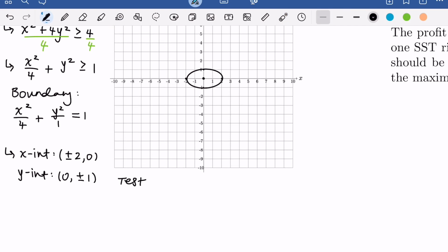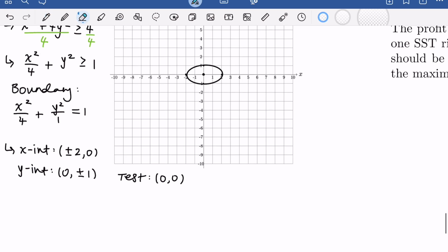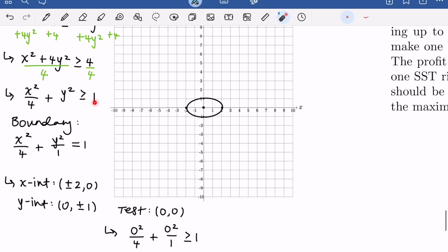The easiest test point to pick would just be the origin, that's right in there. We're going to plug in 0, 0 into our equation here. So we're going to have 0 squared over 4 plus 0 squared over 1, and we want to see if this is greater than or equal to 1. That's what we have in this inequality. Now, obviously, this is not going to be greater than or equal to 1, so this is a false statement.